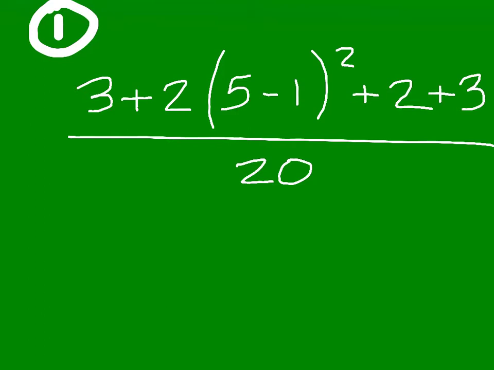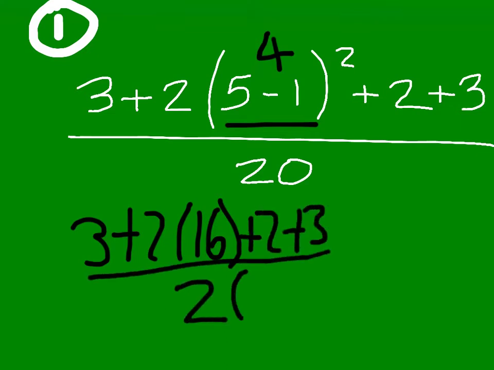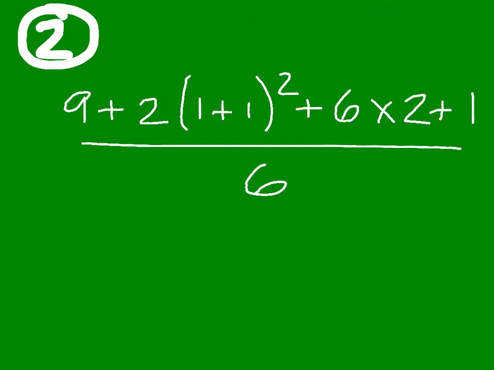Alright, time for speed problems. Okay, so for this one you want to do this first. 5 minus 1 is 4, and 4 squared is 16, so we have 3 plus 2 times 16 plus 2 plus 3. 2 times 16 is 32, plus 3 is 35, plus 2 plus 3 will make it 40, and 40 divided by 20 will be 2. Good job.